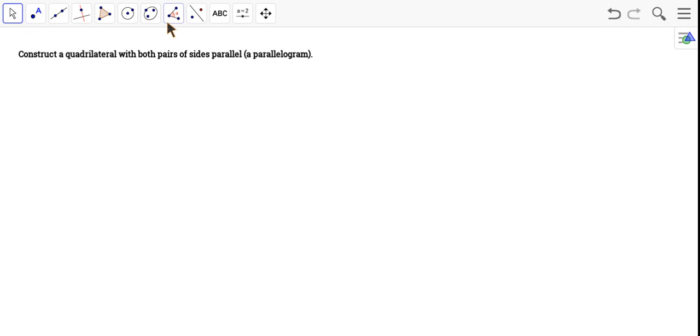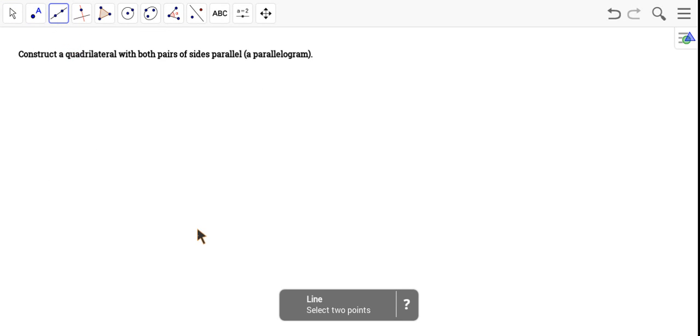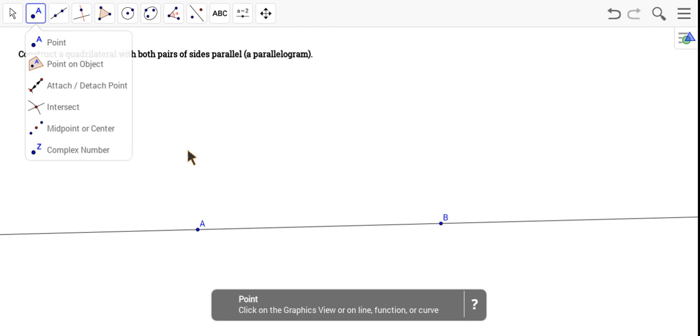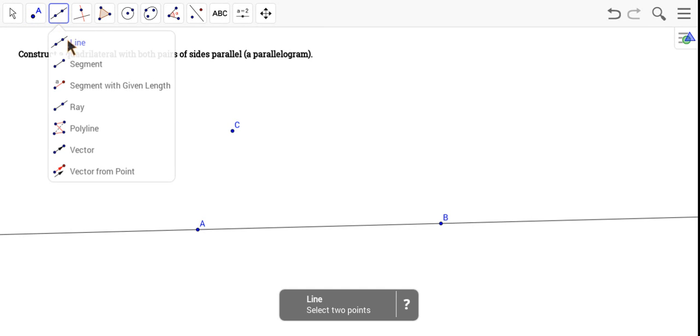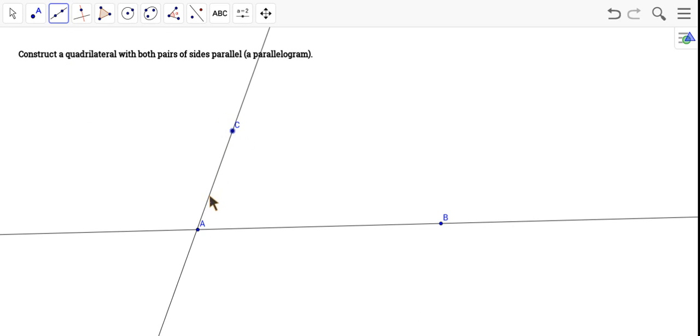So we're going to start with what we're given for parallel lines: a line and a random point. Now we can go through the constructions to construct a parallel line to line AB through point C. First step, again, is construct that line through C, intersecting the other line.